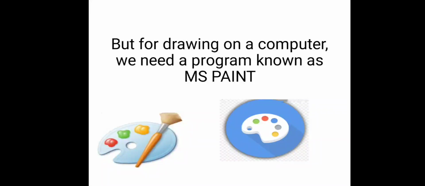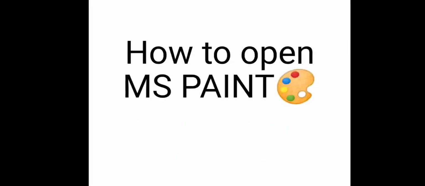Now, there are few steps we need to follow to open MS Paint. So let's start. Step number one, click on Start button. Step number two, click on All Programs. Step number three, click on Accessories. And finally, step number four, click on Paint Program.